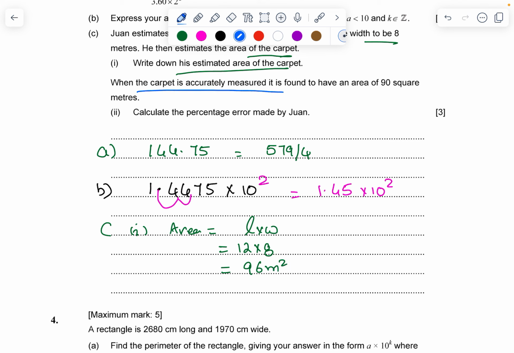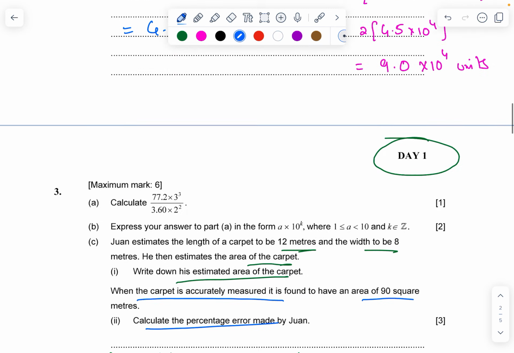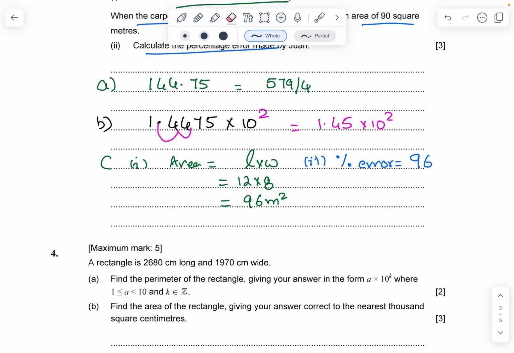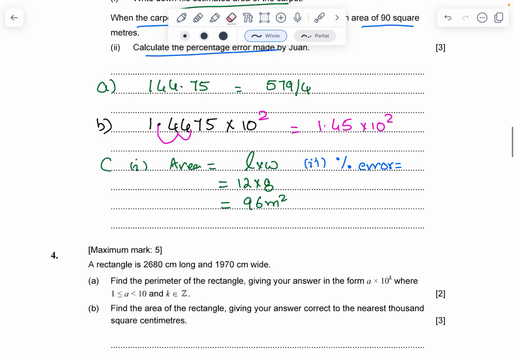When the carpet is actually measured, its area is 90. Calculate the percentage error. So for part 2, this is percentage error. Percentage error is going to be the estimated value minus actual value. We have done it outright. So we write the formula over there once again.